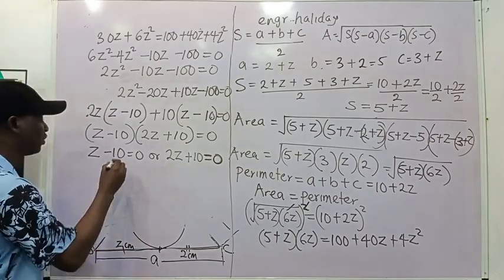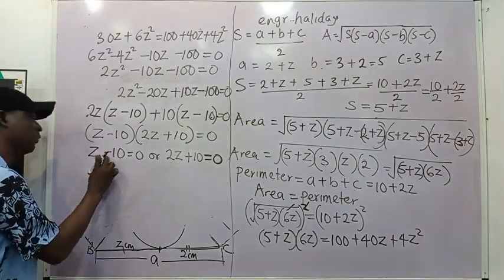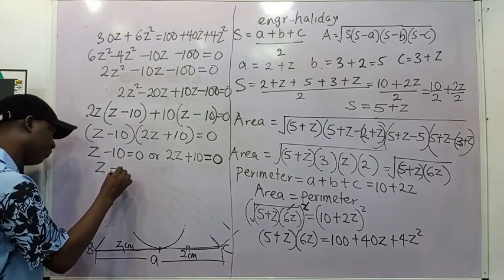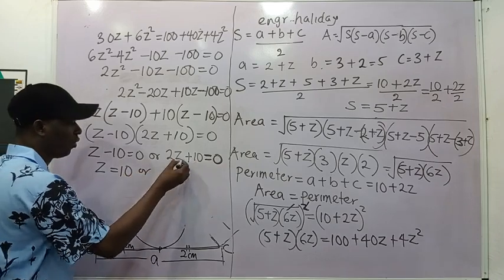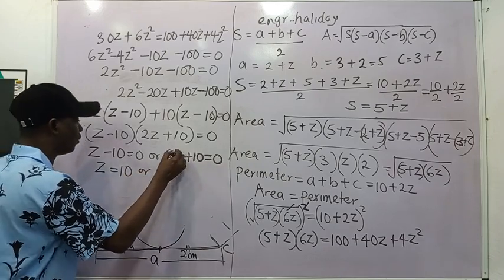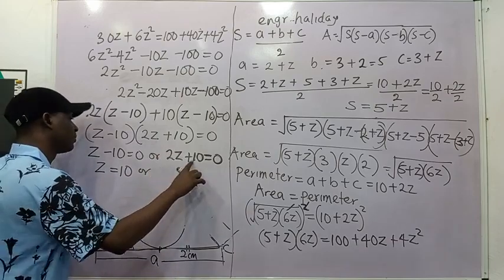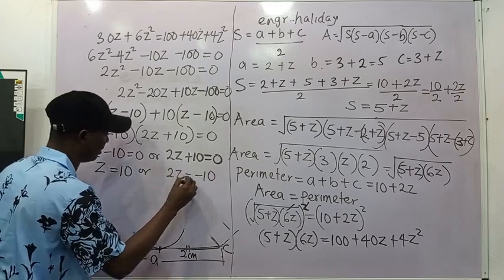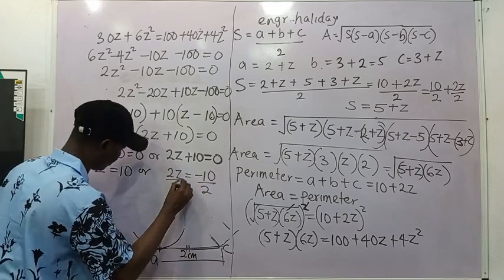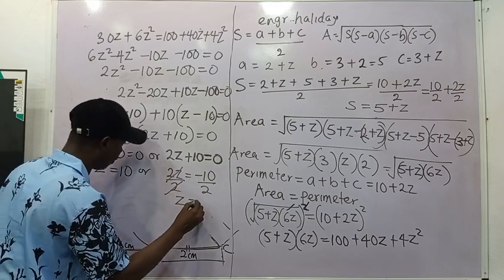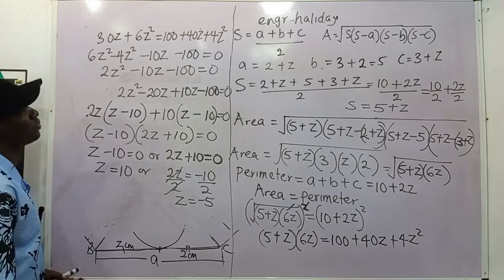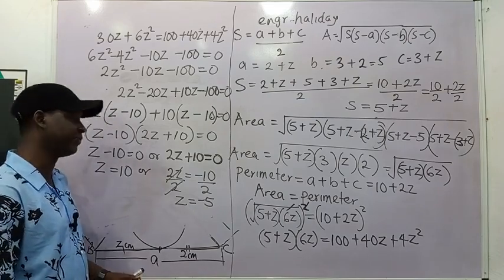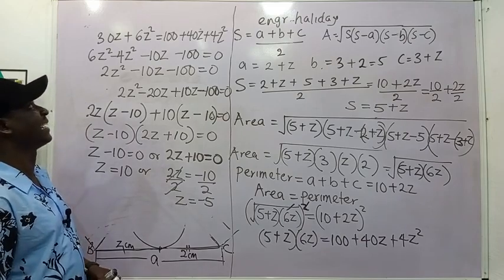Now let's go. So this one will have what? Z equal to what? If you take this one, making Z the subject of the formula by adding 10 on both sides, then we would have Z equal to 10. Or what we are going to have here now is that we take this 10 to the other side, and have 2Z equal to minus 10. Divide both sides by 2. So Z equal to what? Minus 5. But unfortunately, Z can never be what? Can never be negative. Unfortunately, Z can never be negative.